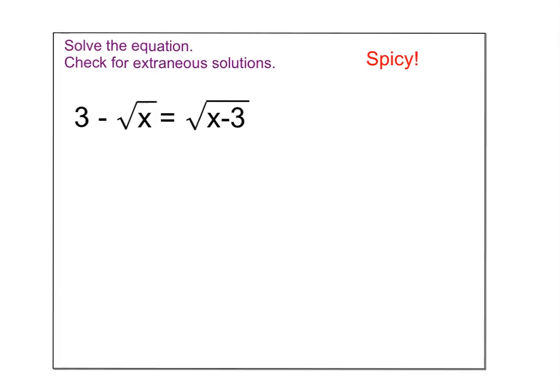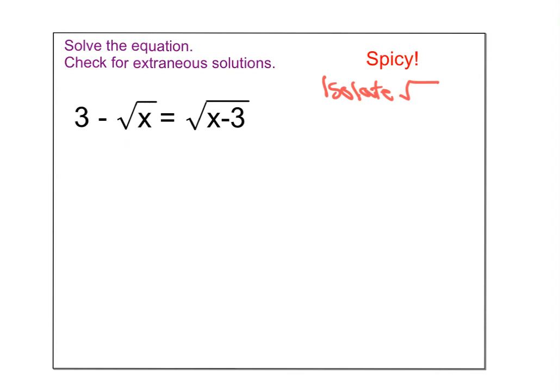This one I'm calling spicy for the only reason that we have a radical in two different spots. We have a radical on the left side of the equation and we have a radical on the right side of the equation. When we do this, we're still going to take the same approach and we're going to attempt to isolate one of the radicals. And I look and I see the one on the right here is already isolated alone. So let's get rid of that radical first and then we'll worry about this guy here on the left later.